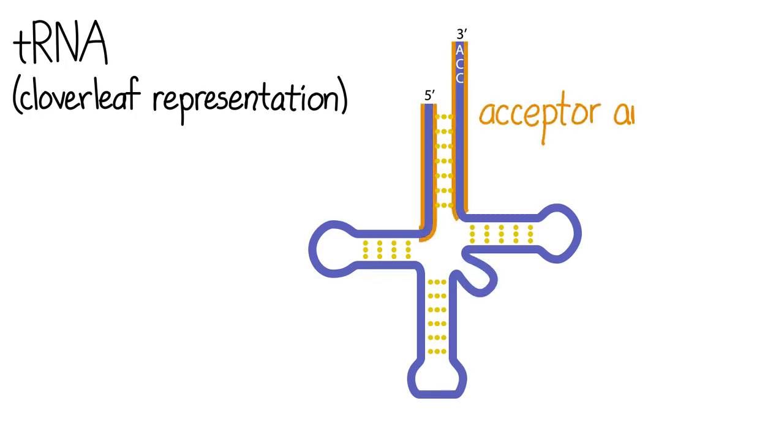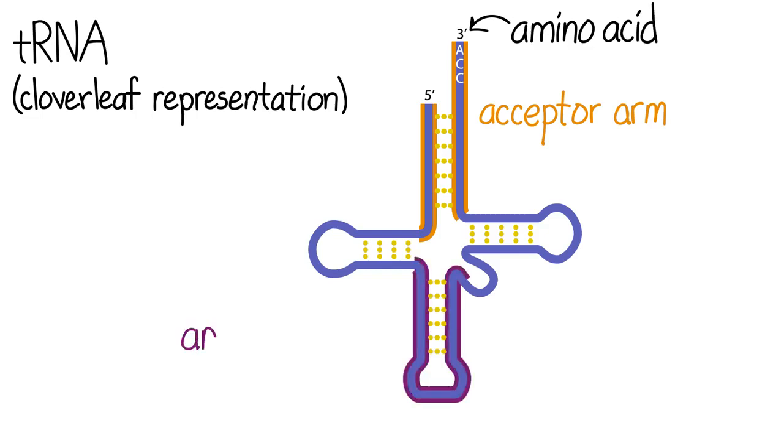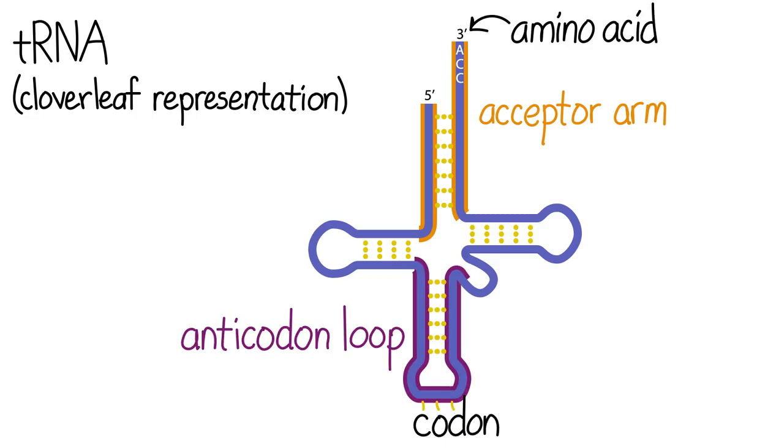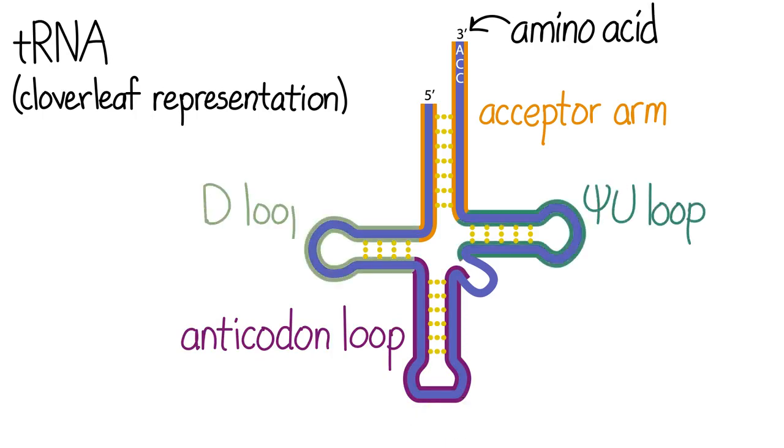The acceptor arm is the part of the tRNA to which, at its 3' end, the amino acid will be attached. The anticodon loop is critical because it makes base pairs with the codon, actually interpreting the information. And then the Cy-U loop and the D loop are just 2 additional portions of the tRNA that are important for its recognition and maintaining its structure. And then, as I said, there's a little variable loop here as well.